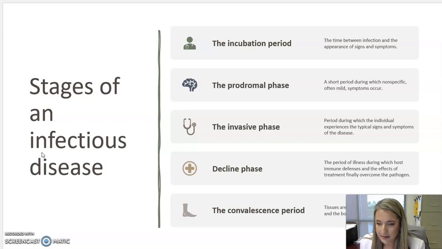That period can last a day or two, and then you typically progress into the worst phase. The worst phase of them all is the invasive phase. In the invasive phase, this is when you would experience all the signs and symptoms that are associated with that infectious disease. If we're talking COVID-19, you might have experienced a low-grade fever and some body aches during the prodromal phase.